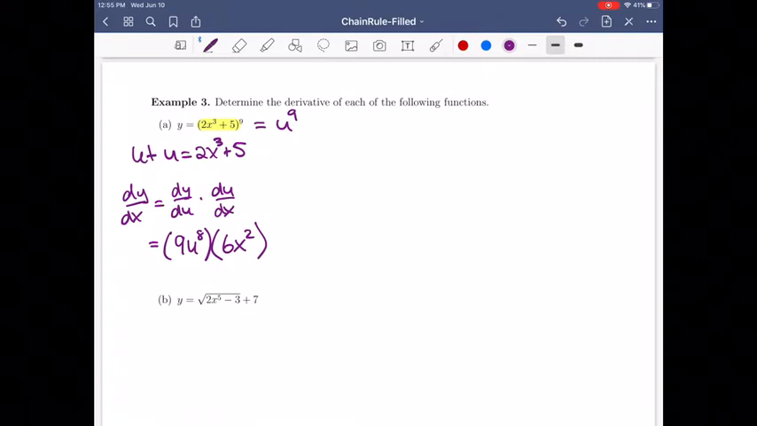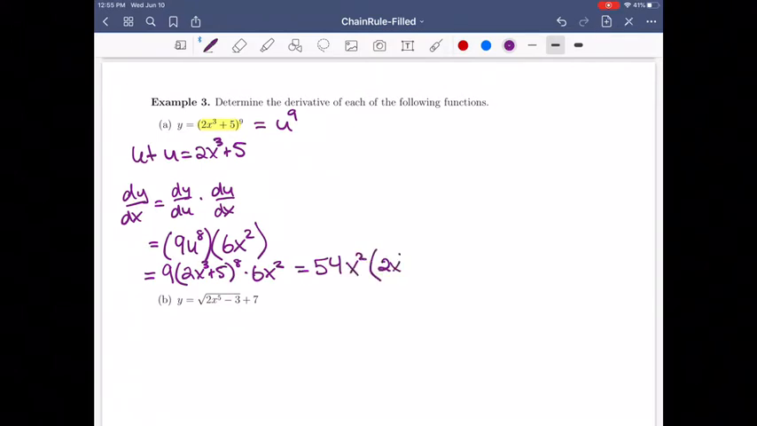Okay, and now what I want to do is just sub in my u. So this is 9 times (2x cubed plus 5) all to the power 8 times 6x squared. Now if I rewrite this, I can put the 9 and the 6 together to make 54. The x squared maybe is at the front. And then I have (2x cubed plus 5) to the power 8. Okay, that would be my derivative.